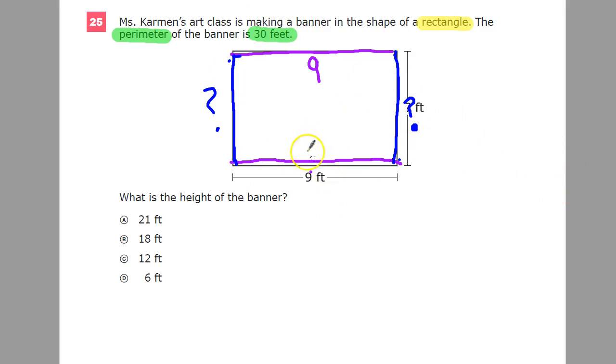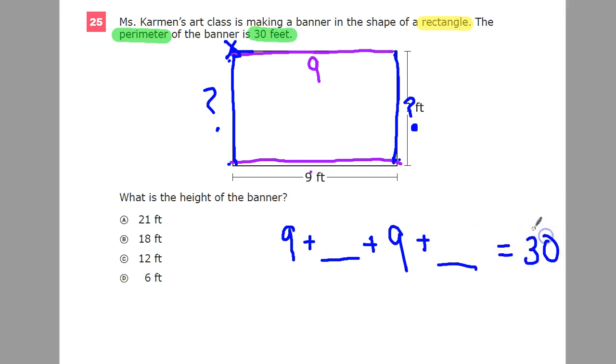So I'm going to write this out in a way that I can see it. 9 plus, and instead of doing a question mark, I'm just going to leave a blank space because we need to figure out what that is, plus 9. So what I've done is I started up here. X marks the spot, and then I walked all the way down here, that's that 9, then I walk this way, it's a question mark, then I walk this way, it's 9, and then to get back up, there's another question mark there, and that should equal 30.